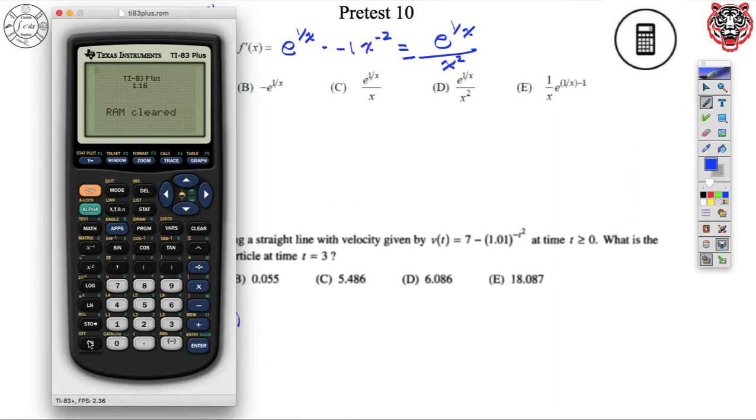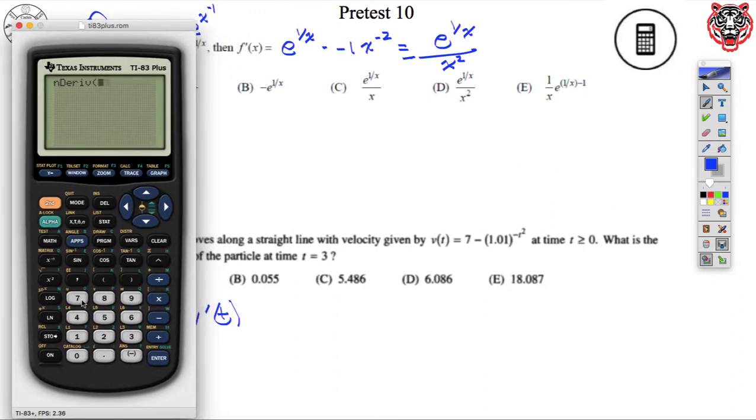So the quickest way to do that isn't even to go into y1, it's just a straight on go math 8, and then I'm going to type in my function right here in my calculator. So it's going to be 7 minus 1.01 to the power of negative t squared, and that's the end of the function. Then I'm going to do comma with respect to x, comma, it's not from where to where, it's just at time equals 3. So I just plug in 3.